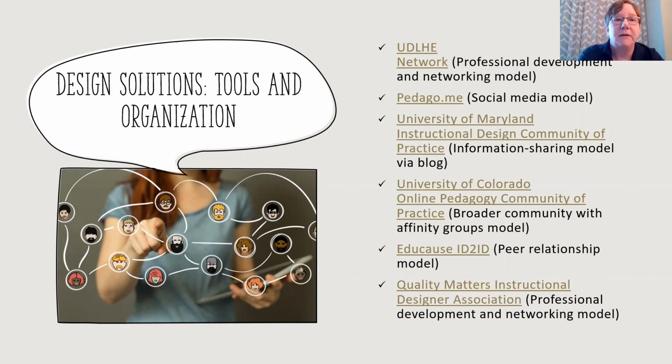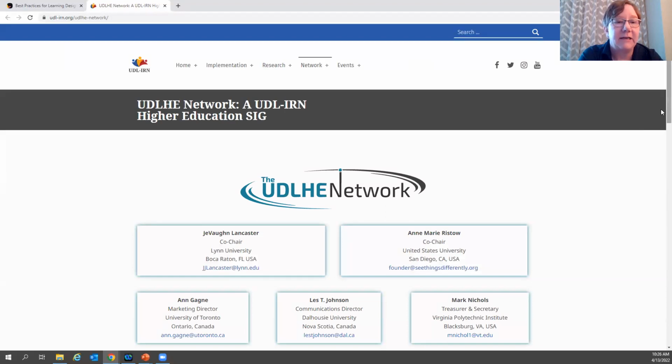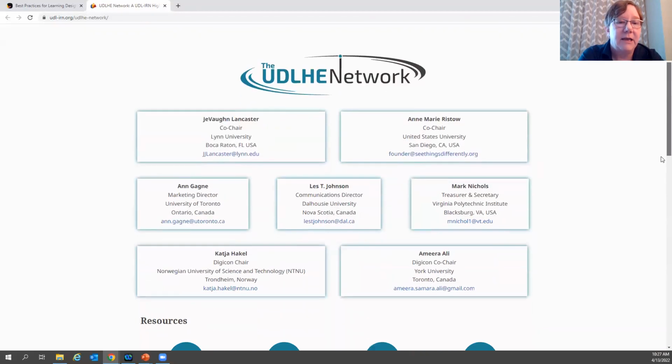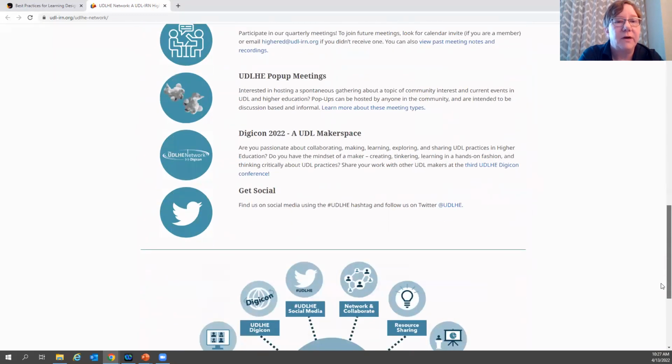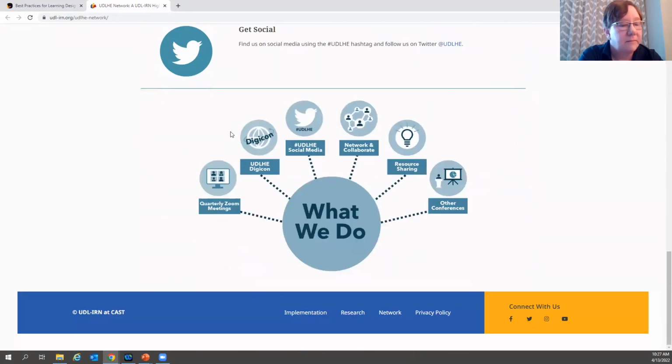So the first model, the UDLHE, is a Professional Development and Networking Model. It's a network to collaborate, mentor each other within their system. They have quarterly meetings. They have resources for supportive members. They identify and share strategies with each other. And so they have a charter, you have to join it. They have pop-up meetings when they need them. They have social Twitter accounts.